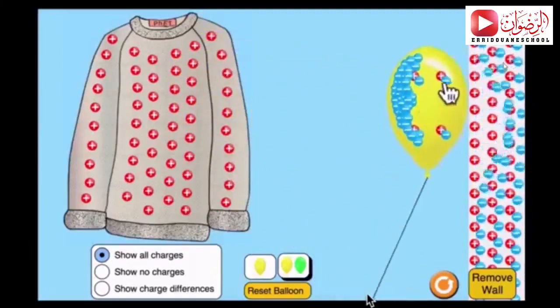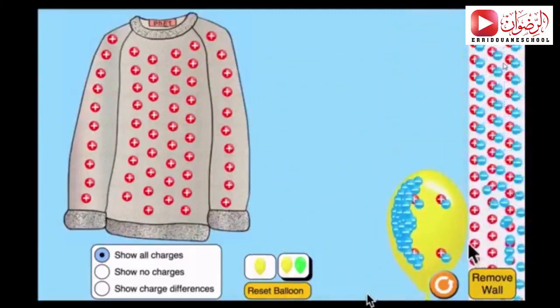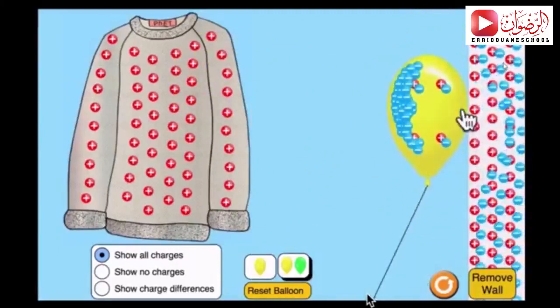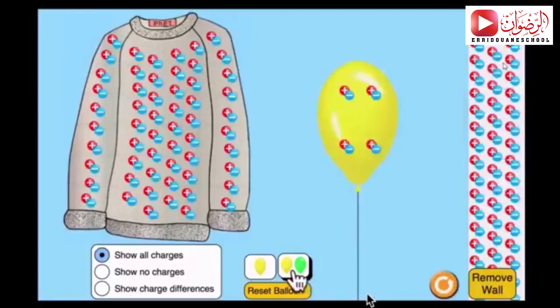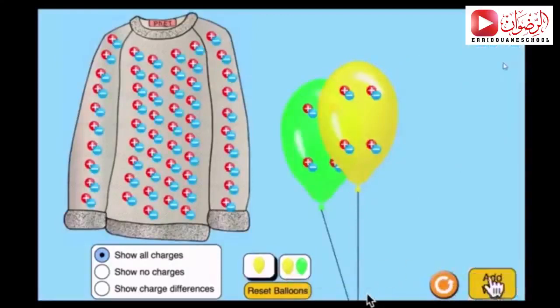If I let it go, it moves right next to the sweater. Now, watch what happens when I move it next to the wall. You can see it's polarizing this neutral object, the wall. I'm not transferring charges, but if I move it next to it, it's attracted.